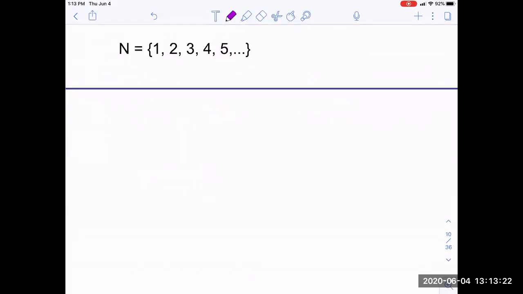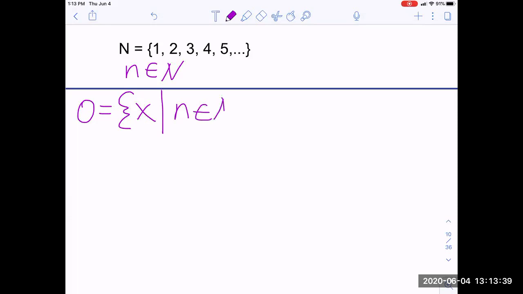Okay, let's do it for odds. Okay, n is an element of the natural numbers. So the odd numbers are the set of X such that we're going to pull from the natural numbers. n is an element of the naturals. And X is 2 times n subtract 1. It's kind of thinking when you subtract from an even number. So if I have an even number and I subtract 1, I'm going to get an odd number.